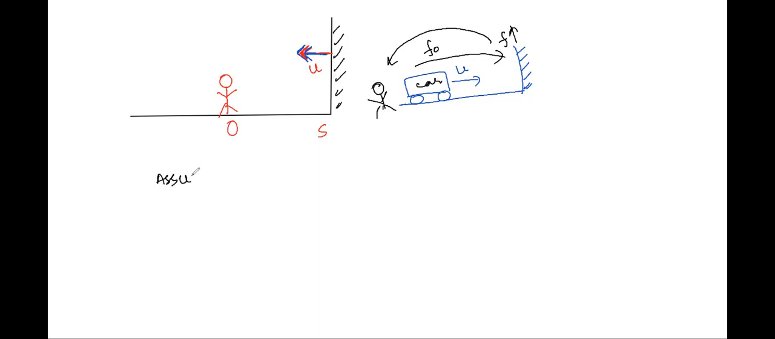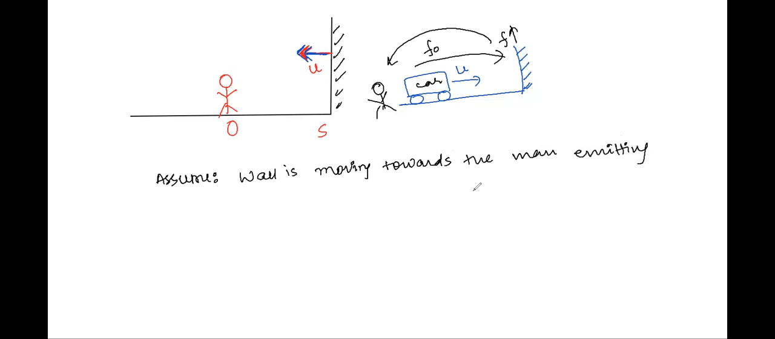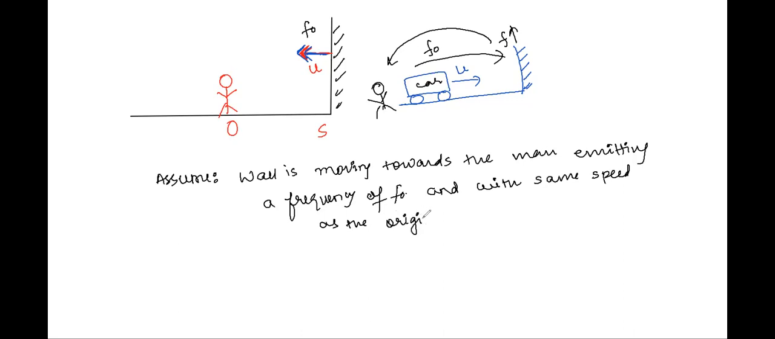So, I'll write it here. Assume that the wall is moving towards the man, emitting a frequency of F naught, and with the same speed as the original source, that is the car itself. That is, in our case, U. Are we clear? Yes, sir.